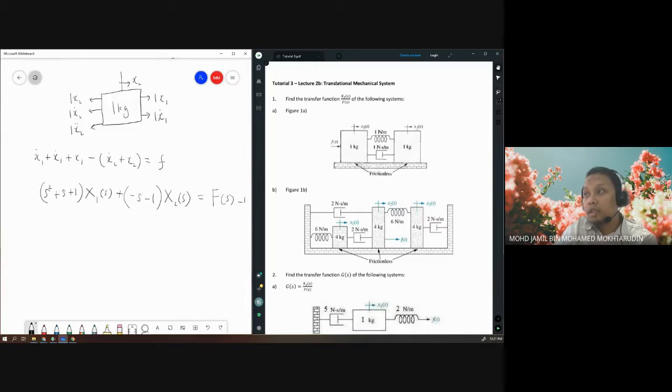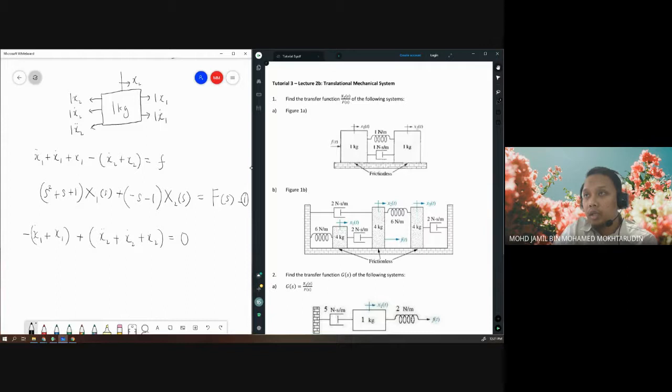So this is equation number 1. And then from the second free body diagram, we have minus x1 dot plus x1 plus x2 double dot plus x2 dot plus x2 equals 0.